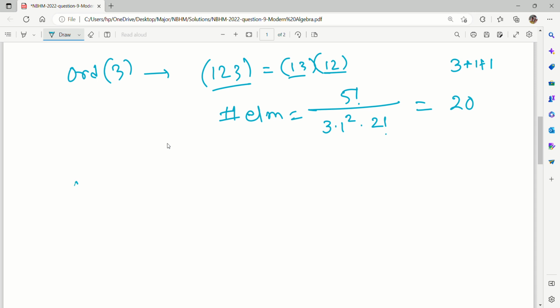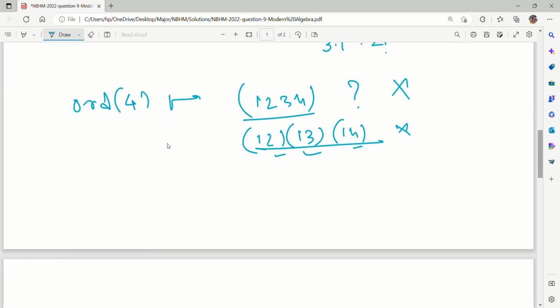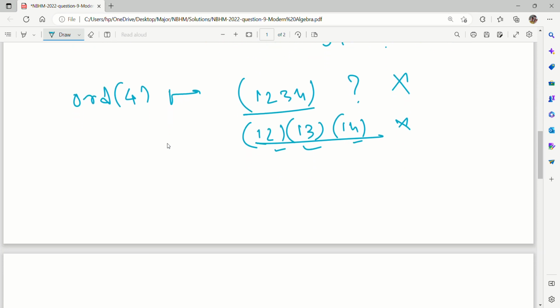Then, is there an element of order 4 here? Can we take a 4-cycle? The answer is no. Why? Because if we expand it in terms of transpositions, we get an odd number of transpositions, three. So this element does not belong to A5. There is no element of order 4 in A5.